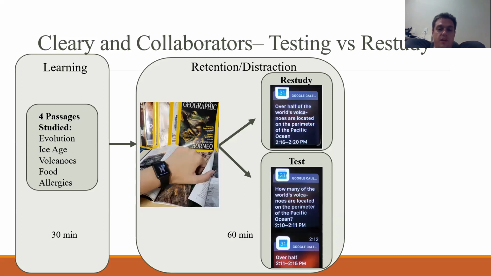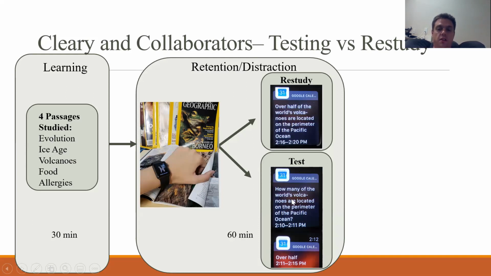Then they get the manipulation. They wear a smartwatch, right? And every, I think it was every minute or two, they get a question on what they just read. So you can kind of see those here.